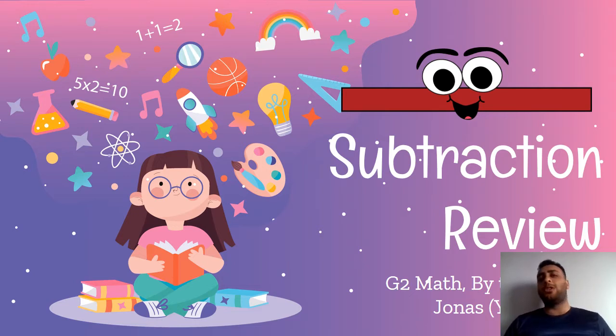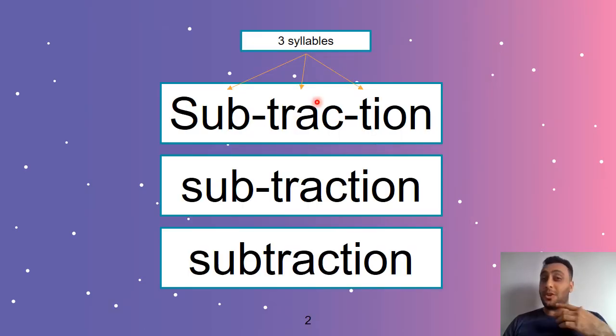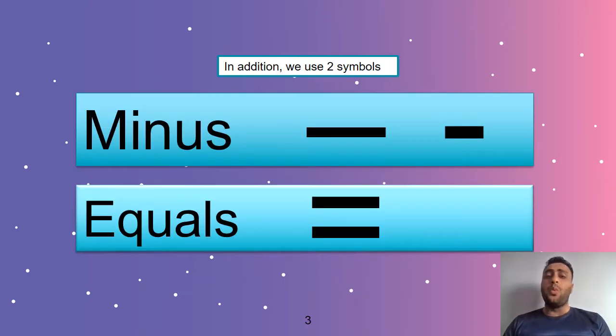Last class we learned about easy peasy subtraction. So let's review what we learned last class. We learned that subtraction is pronounced subtraction. Repeat after me. Subtraction. Subtraction. So we learned that subtraction has two symbols, minus and equals.